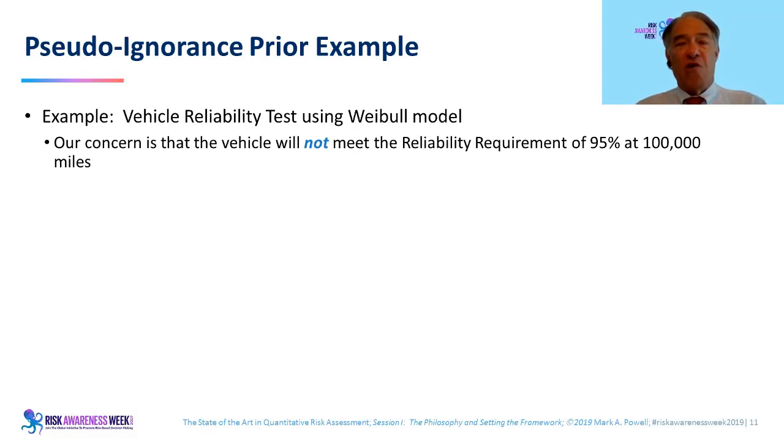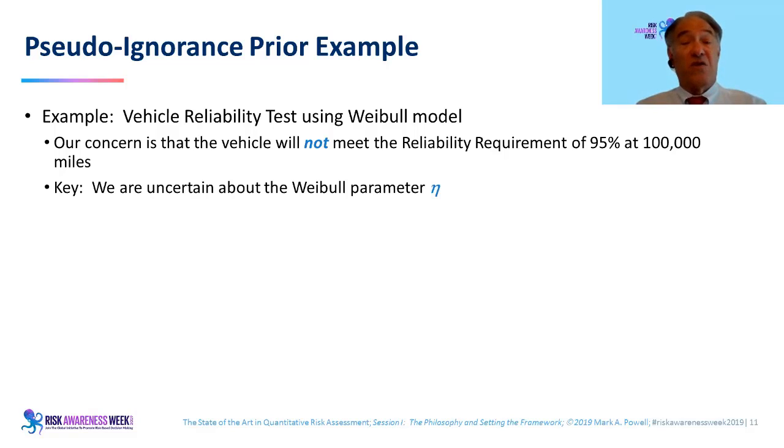Our concern is that we've got a reliability requirement of 95% at 100,000 miles. We're worried that we're not going to meet that reliability requirement. And what do we do? We go run some tests, okay? And we end up with failures or survivors, cases where we tested maybe to the length, say the test was 200,000 miles of driving. We drove for 200,000 miles. If we don't have a failure, that's a survivor, a censored data point.